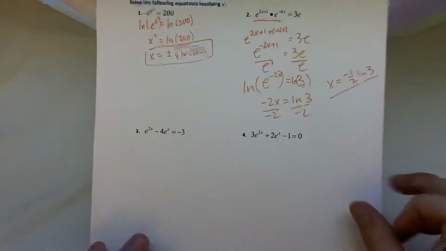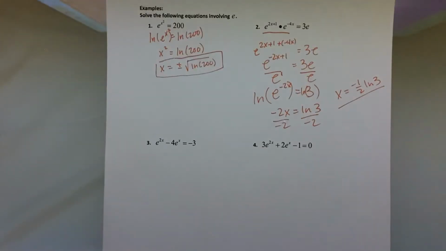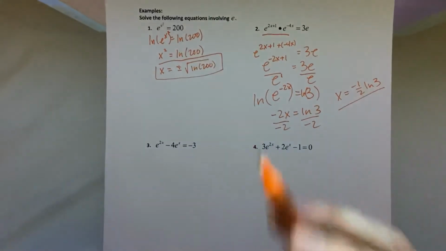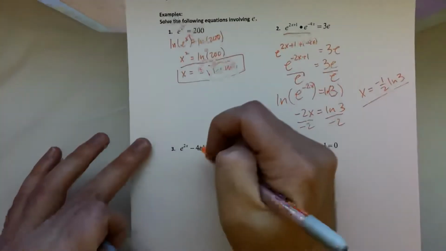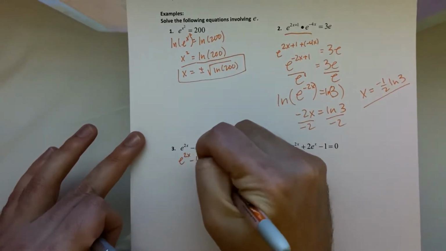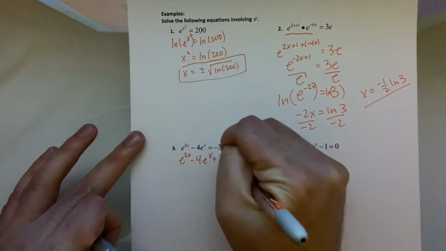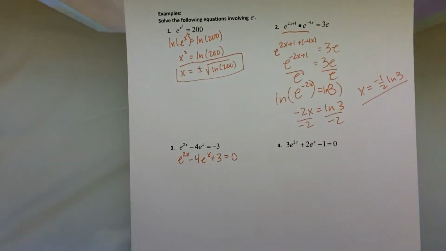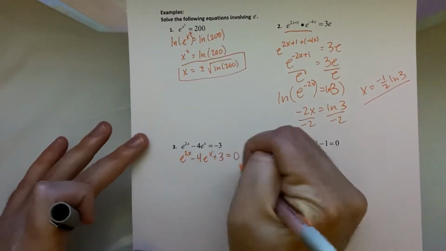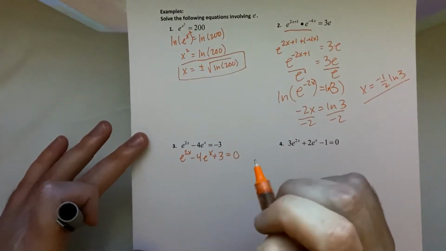Now we have some equations which are in quadratic form. You can't combine them because there's not multiplication, there's adding or subtracting. So here we have to be clever. This is really e to the 2x minus 4e to the x plus 3 equals 0. This is going to behave like a quadratic. How? I have to factor this, and we'll see what that means in a second.